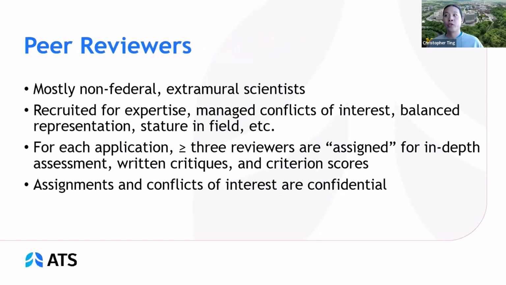And so how are reviewers chosen for particular grants? As you know, the NIH peer review system relies heavily on the participation and expertise of accomplished, broad-thinking, and creative scientists. Peer reviewers, by and large, are non-federal extramural scientists that are active and recognized authorities in their field. There's also an emphasis on a balanced representation of reviewers, and this could include diversity in geographic distribution, institution, gender, race, and ethnicity.